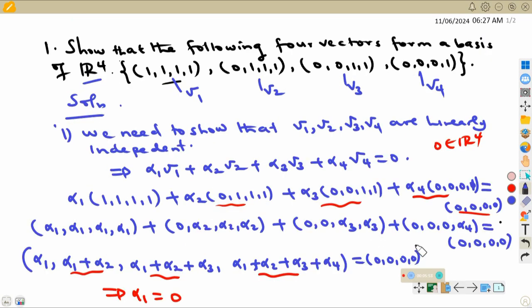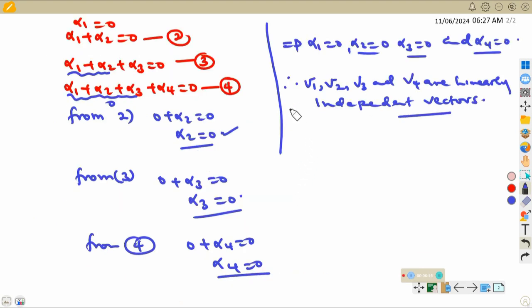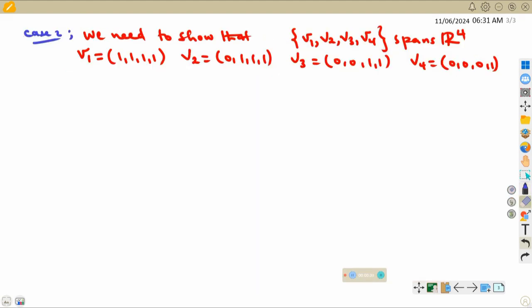So we look at another case, which is spanning. We need to show that these vectors span R4, or they generate R4. So for that case, let us look at case number 2. In our next case, we need to show that this set here spans R4. In other words, these vectors V1, V2, V3 up to V4 span R4.